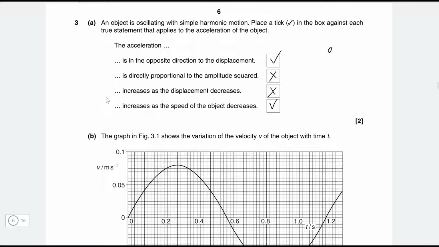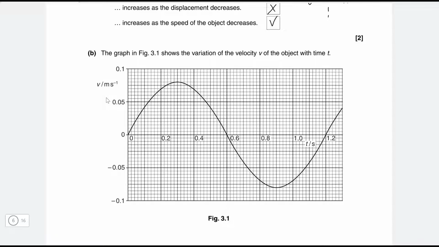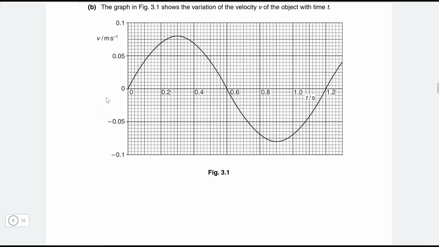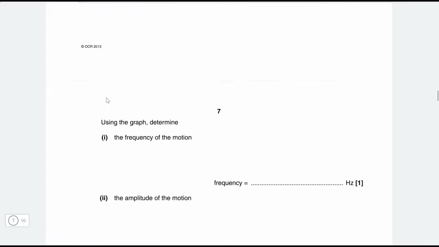So let's use a pendulum as a more visual example. As the pendulum is oscillating and reaching the end of its trajectory, it's slowing down. So here it is slowing down, but it has the maximum acceleration. Okay, now that we have explained this, let's have a look at part B. The graph in figure 3.1 shows the variation of the velocity v of the object with time t. Okay, that's fine, and we have this nice sinusoidal graph.